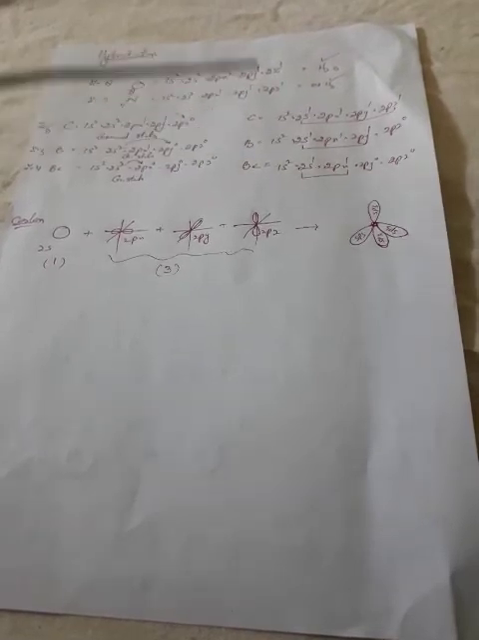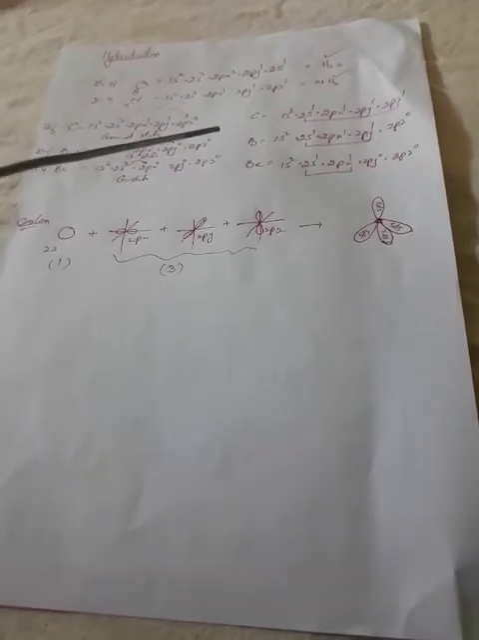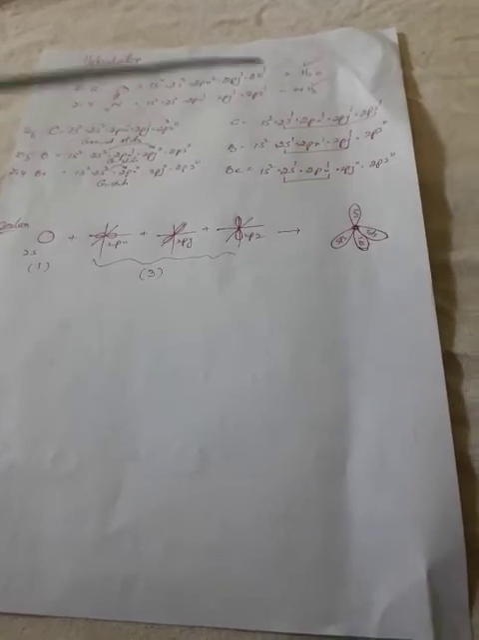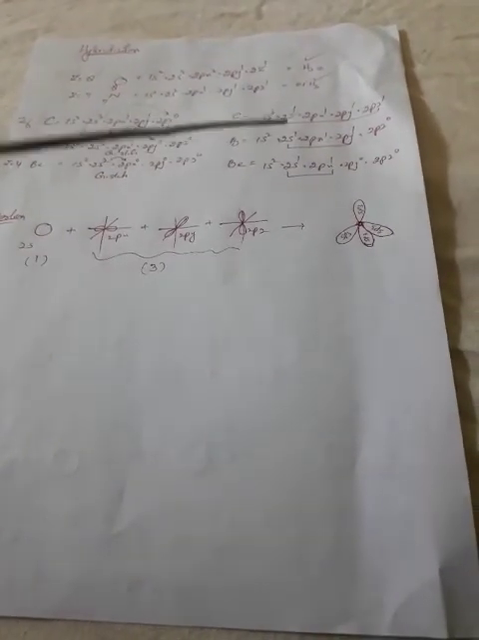Another feature of this hybridization is that hybridization takes place only when an atom takes part in chemical bonding. So as long as the atom is in free state, it does not undergo hybridization, but hybridization takes place only during chemical combination. Another feature is that the hybrid orbitals formed are equivalent in all respects. That means they have got the same shape and the same energy.